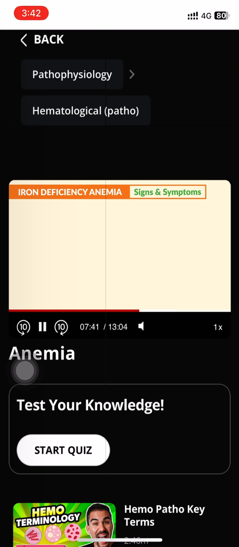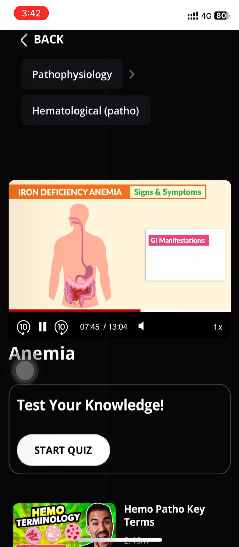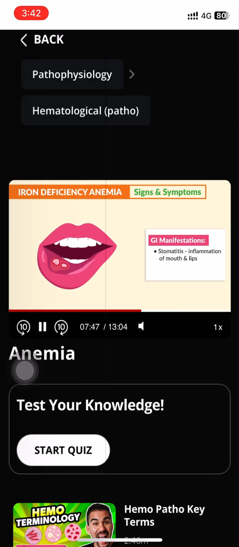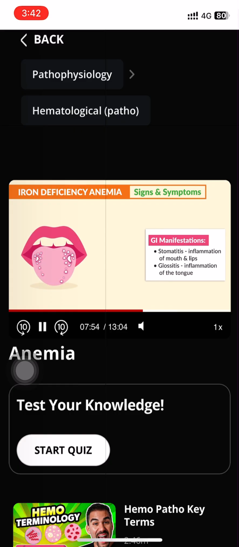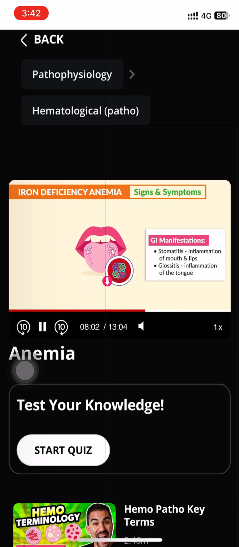Now, other key signs to note for your pathophysiology course. GI manifestations, I'd be sure to write this down. Stomatitis, where the clients get inflammation of the mouth and lips, as well as glossitis, the inflammation of the tongue. So low levels of iron actually lead to low levels of myoglobin, a substance inside the blood that plays a significant role in the health of all muscles inside the body, especially in the tongue.